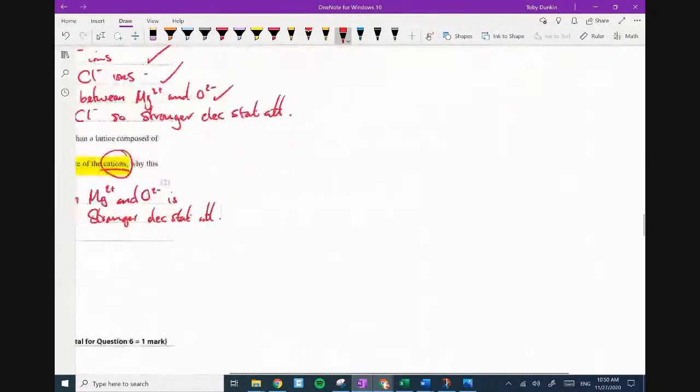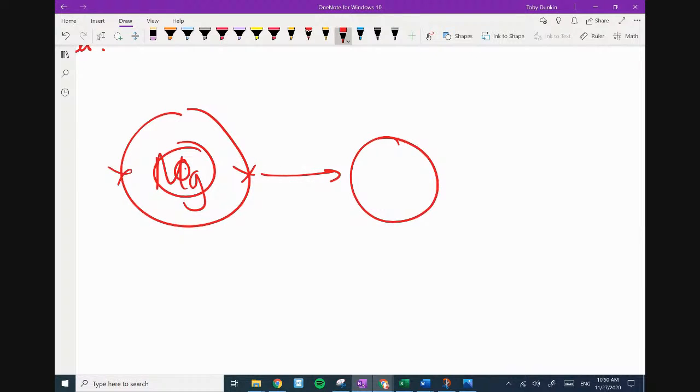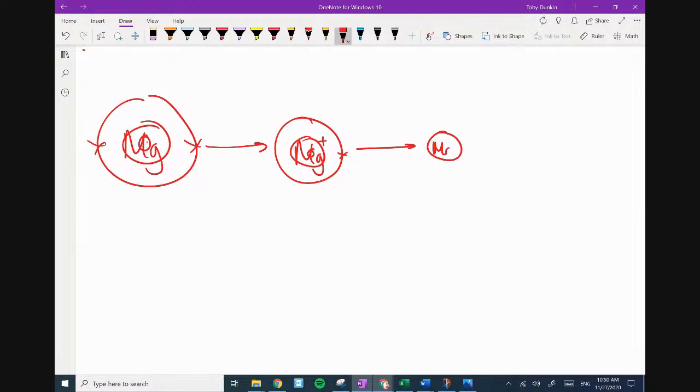So what we know is that we've got a magnesium atom, 2 electrons in its outer shell, 3 shells in total. Right, we're going to remove the first one. It's going to shrink and become Mg1+. It's now got 1 electron in its outer shell. But then if we take another one away, there's the Mg1+. We're going to remove another. Blimey, it's lost an entire shell.